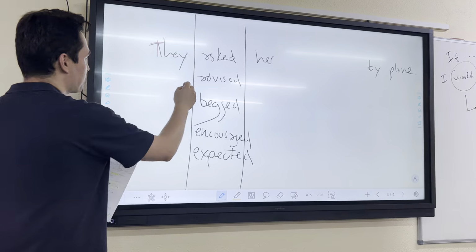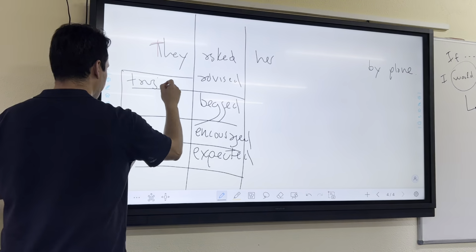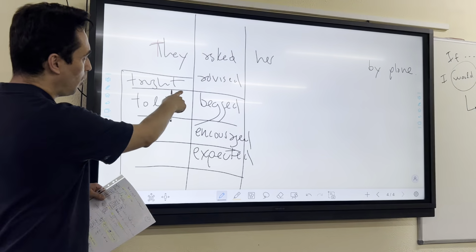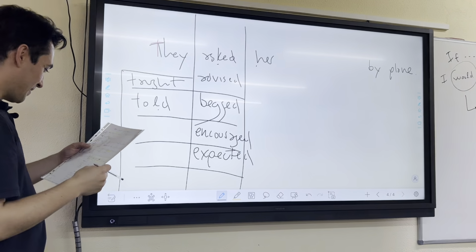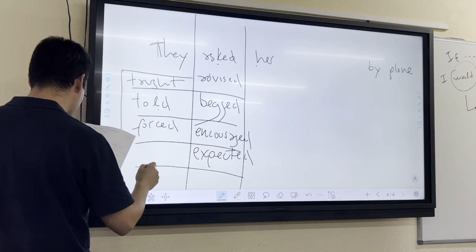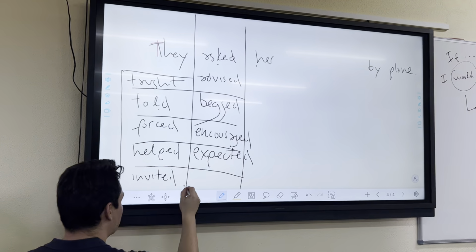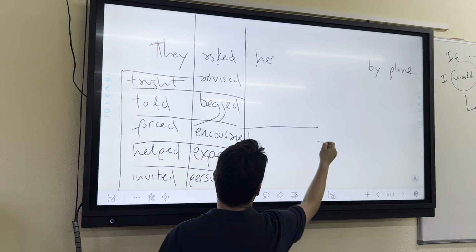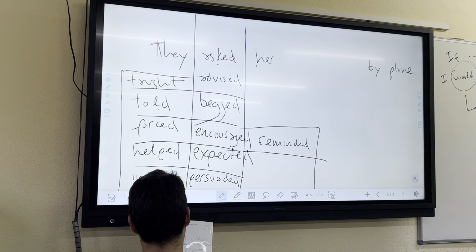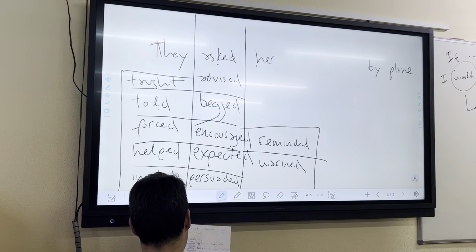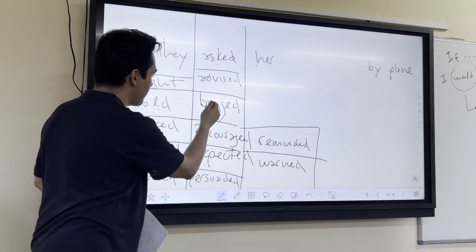I'll give you some more verbs. Yeah, these are verbs, okay? More possibilities of verbs. Taught. Told. They told her travel, to travel, or traveling. Okay, forced. They forced her. They helped her. They invited her. They persuaded her. I'm going to give you some more verbs over here. They reminded her. They warned her. They asked her by plane. They advised her, they begged her, they told her, they forced her.